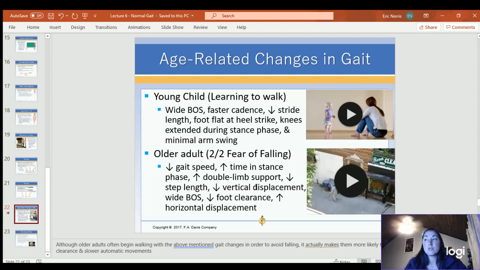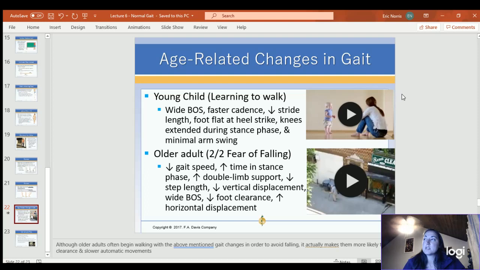Decrease in vertical displacement, so they typically have kind of a wide base of support, but they don't really shift their weight over each leg to free up the leg. They just hold their weight in the middle and shuffle their feet. Decrease foot clearance and an increase in the horizontal displacement. Vertical displacement, that's the up and down. Increase in horizontal displacement of movement side to side. So again, this is typically related to a fear of falling, but does not help them avoid falling. It actually makes them more likely to fall.